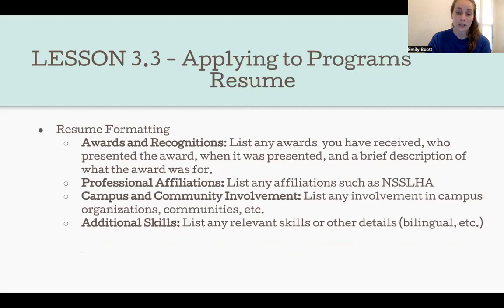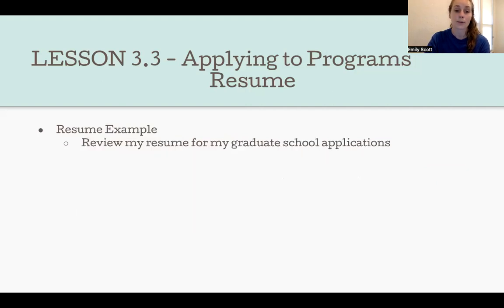Next will be professional affiliations, any affiliations such as NSSLHA, other campus organizations. Then campus and community involvement: list any involvement in campus organizations or communities. That might be Greek life or campus ministry, something of the sort. And then additional skills, any other relevant skills that you have. I'm bilingual. I am very strong in using online documentation systems, things that might be relevant to being a speech pathologist or being a graduate student.